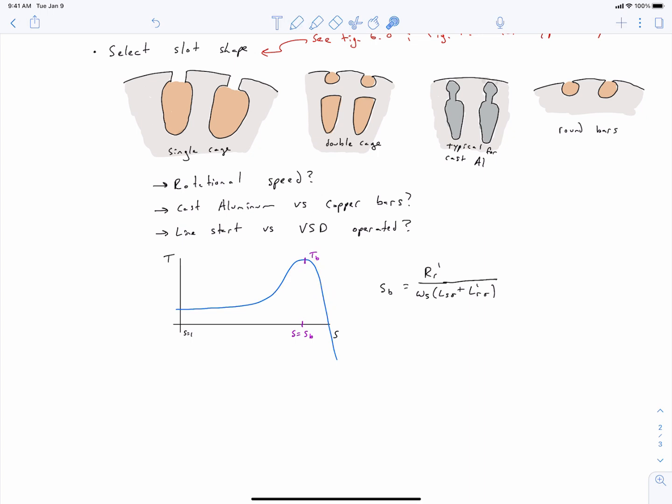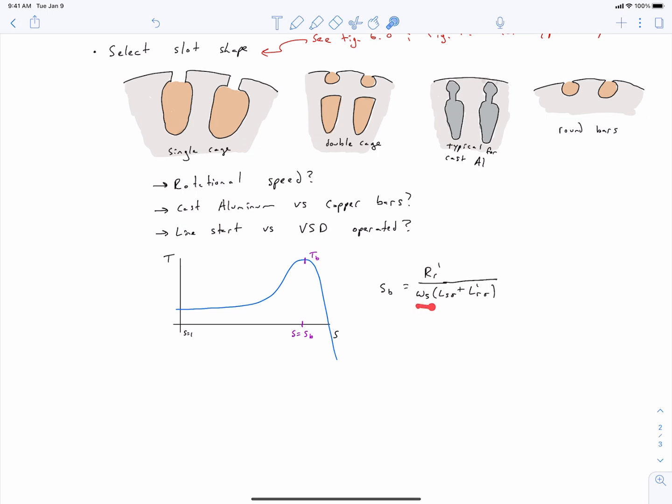Ideally, you'd like to boost this torque up at low speeds to as high a value as possible to ensure that you get out close to your rated speed and desired operating condition. And it turns out that you can play some games with your rotor slot shape to help you accomplish this. If you solve that equivalent circuit that we sketched in a previous video, you can figure out that your slip at the pullout torque is equal to this expression under certain simplifying assumptions.